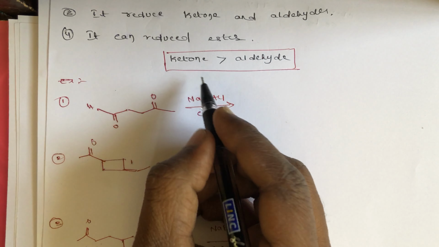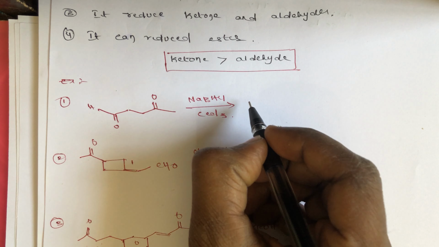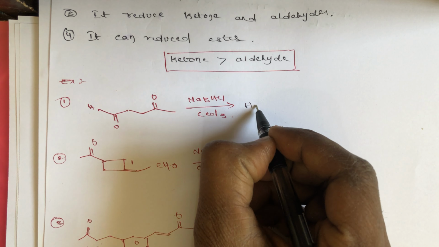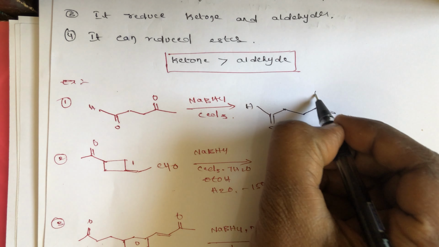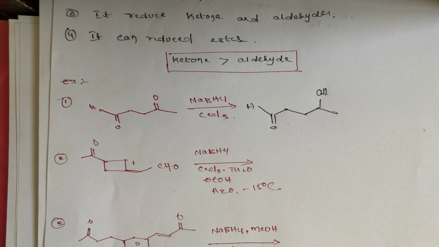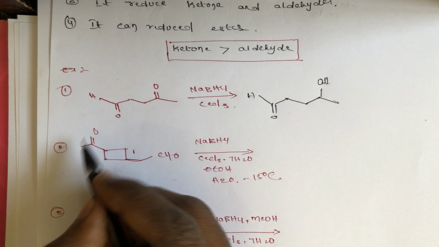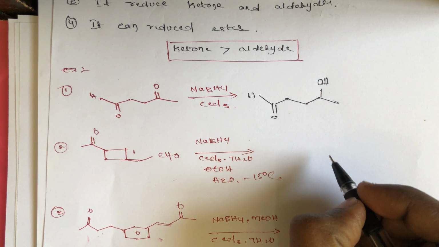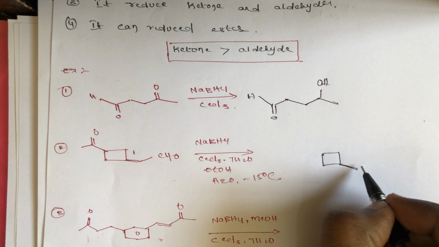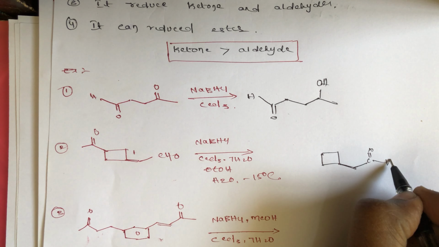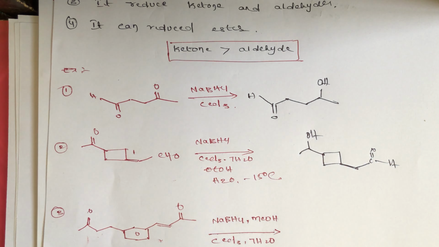So if you see, ketone is reduced rather than aldehyde, right? So you can reduce ketones, very simple. And here you can see, here you have an aldehyde, here you have a ketone. Obviously you can reduce that ketone. So ketones ni matram reduce cheyali, aldehydes ni reduce cheyakodadu in this reaction. So chudandi OH, right?